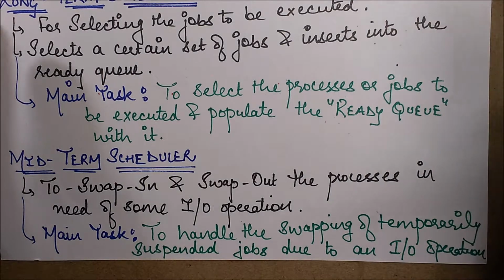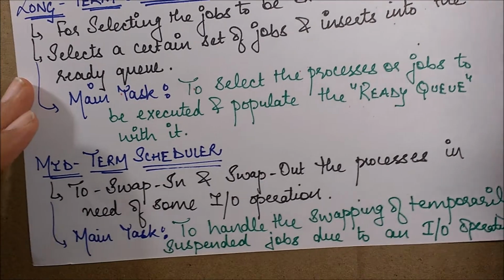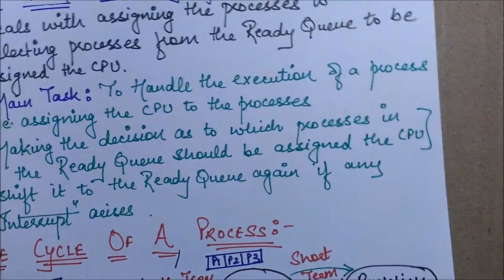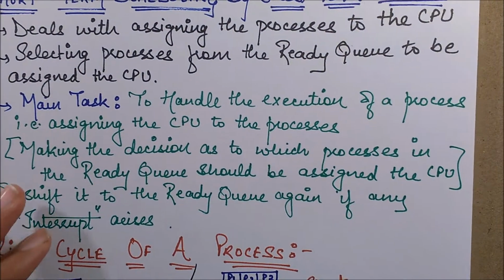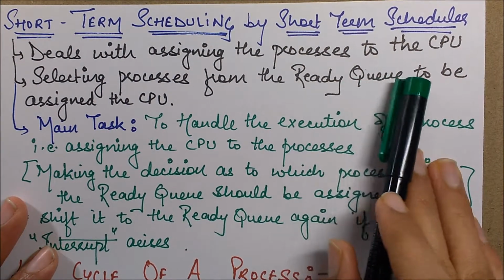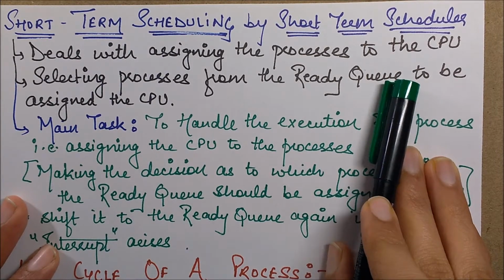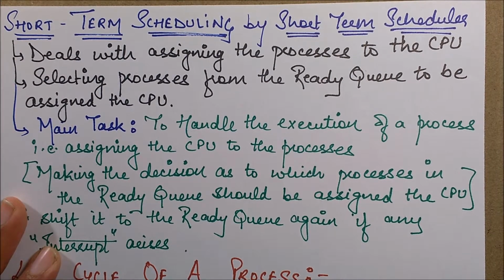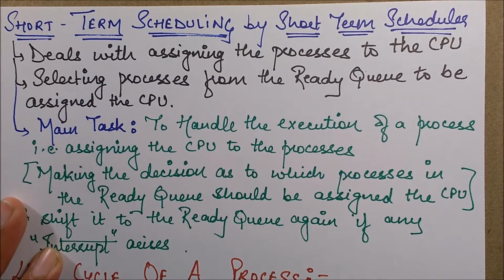So next we move on to the short-term scheduler. The short-term scheduler is also known as the dispatcher. And what is its role? It deals with assigning the processes to the CPU. It is the main scheduler which is actually interacting with your CPU.